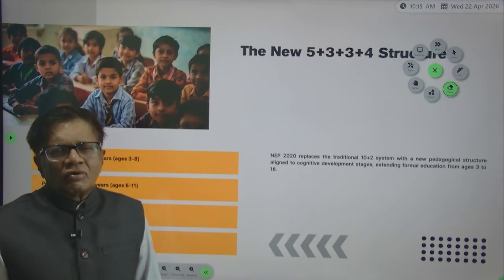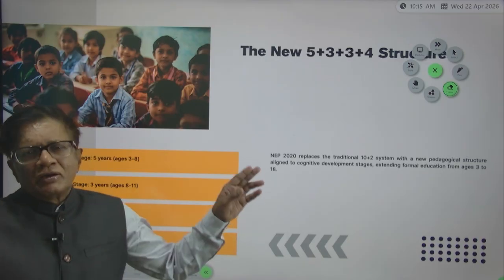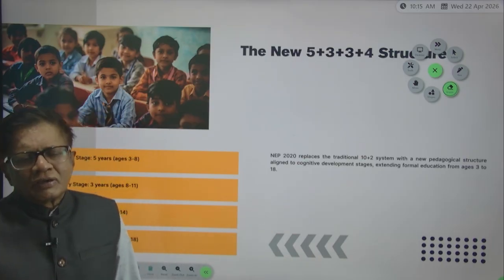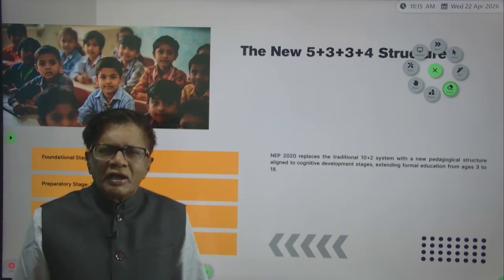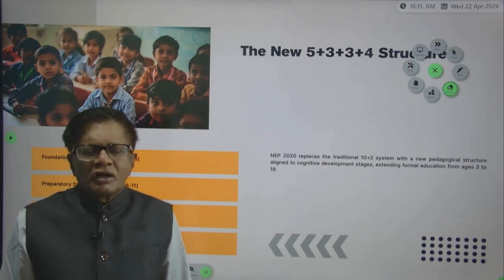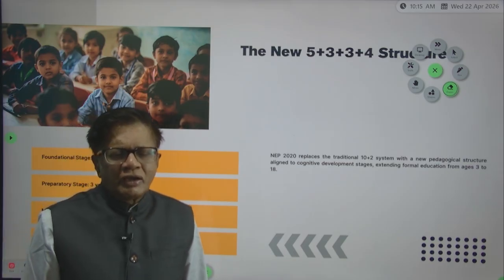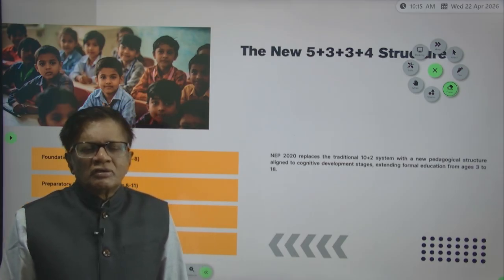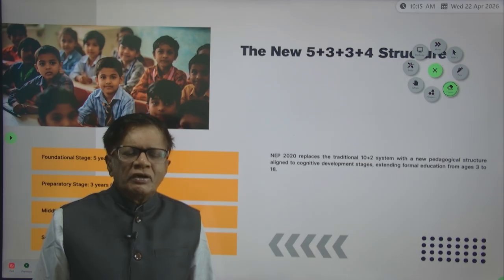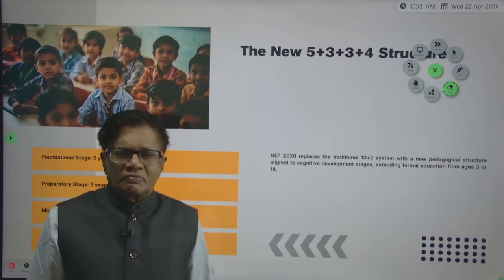Now, what is the vision of NEP 2020, that is the New Education Policy 2020? It is basically education which is rooted in Indian ethos. It also aims to make India a global knowledge superpower. It promotes sustainable development, human rights, and global citizenship.